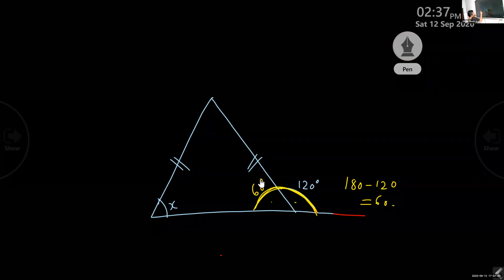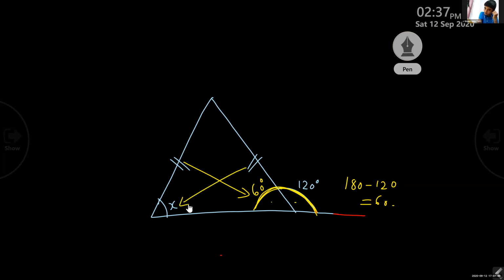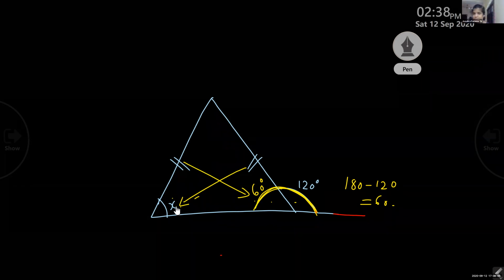So we know they are opposite. This angle is opposite to this side, and this angle is opposite to this side. So the two angles are the same, equal. Angles opposite to equal sides, isn't it? So we have 60 degree. Did you understand, children, what I said? Yes, ma'am. So here 60, you will get, then this angle is also 60 degree.